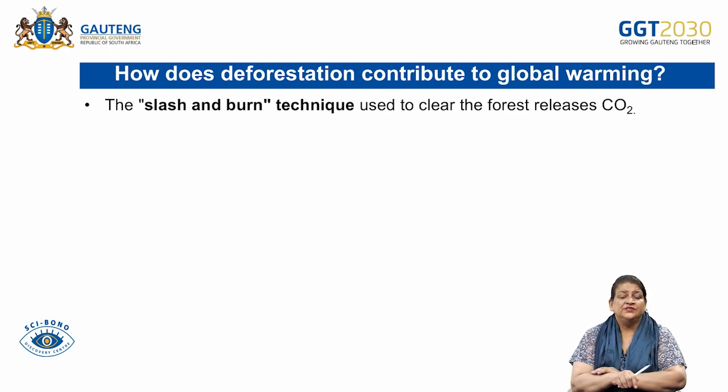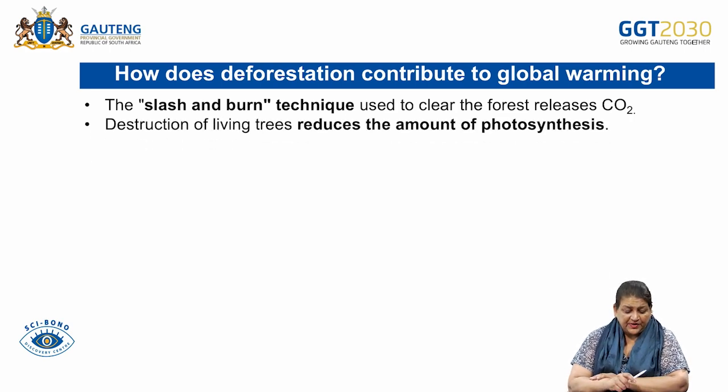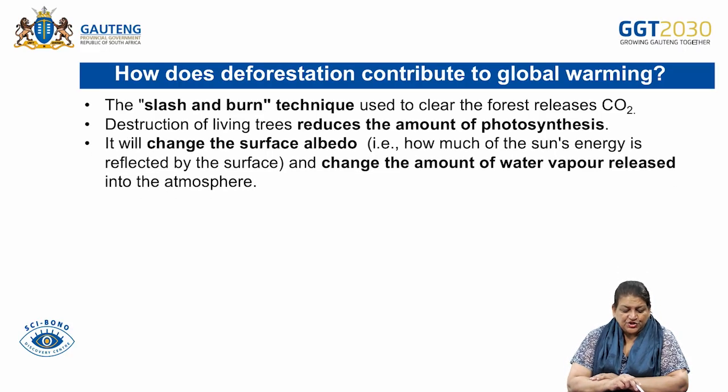And that is causing the enhanced greenhouse effect. So destruction of living trees reduces the amount of photosynthesis. It will change the surface albedo, meaning how much of the sun's energy is reflected by the surface, and change the amount of water vapor released into the atmosphere.